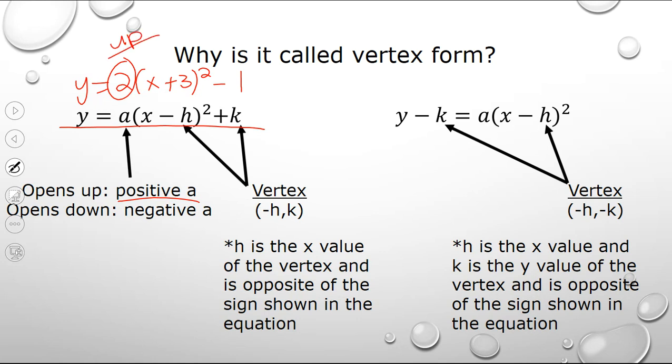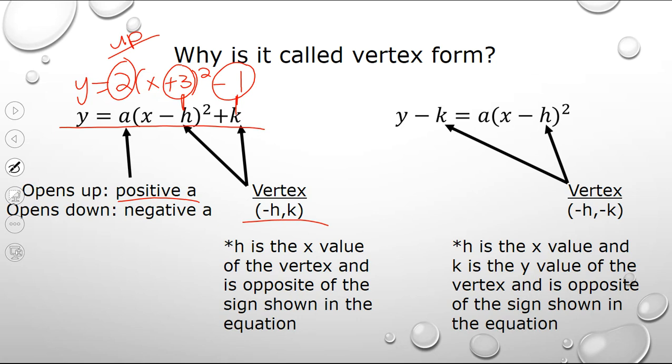But the other thing is, let's find the vertex. The vertex is (h, k). So what is the h value? It's where this plus 3 is. The k value is where this minus 1 is. You can see these things map to each other.